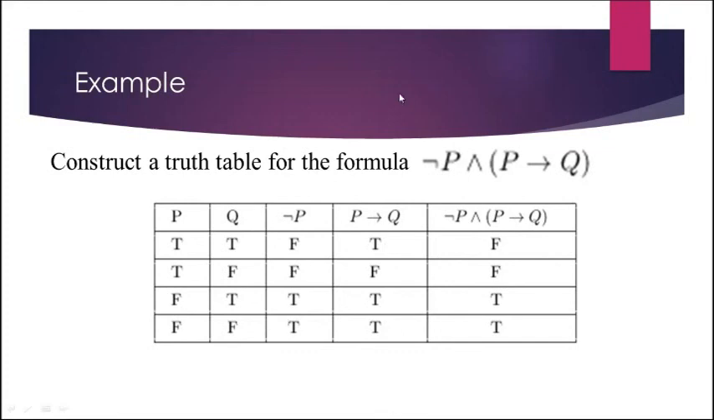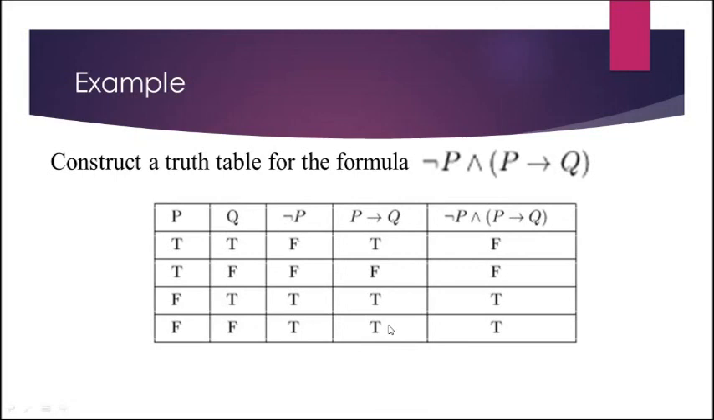Next, we have your if P, then Q, or P implies Q. In our conditional statement, it is false only when the first statement is true and the second statement is false. So, true, true, true. True, false becomes false. False, true, we have true. False, false, we have true. So, we have the negation, and P implies Q.